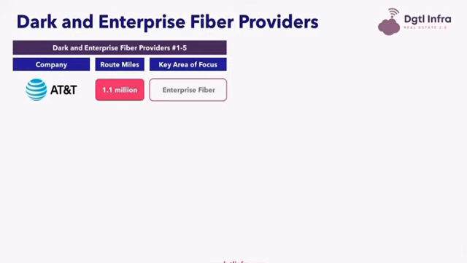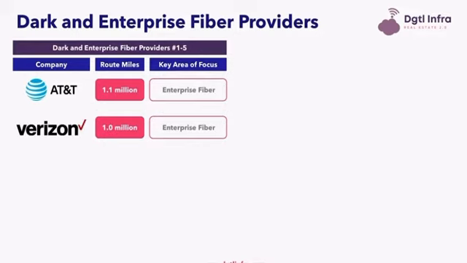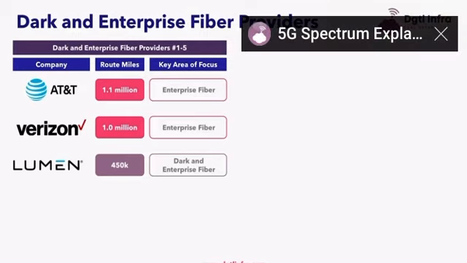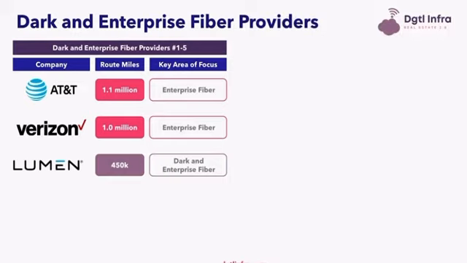So first is AT&T with 1.1 million route miles. The key area of focus for AT&T is enterprise fiber, and it has a 30% enterprise market share. Number 2 is Verizon Communications with 1 million fiber route miles. The key area of focus for Verizon is again enterprise fiber, but with a 20% enterprise market share. Third is Lumen Technologies, which has 450,000 fiber route miles, and its key area of focus is both dark fiber and enterprise fiber, given that it has a significant 20% enterprise market share, but also offers significant dark fiber services.